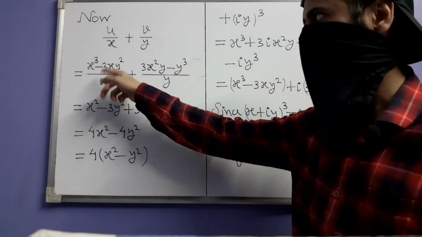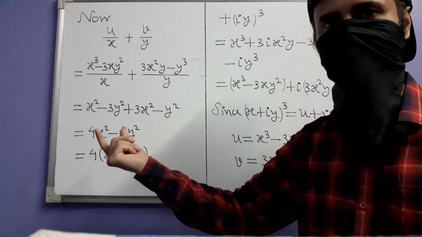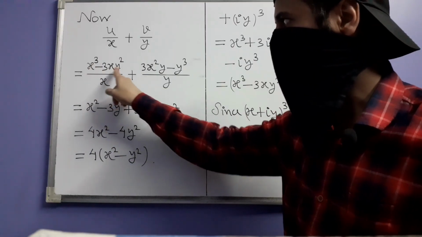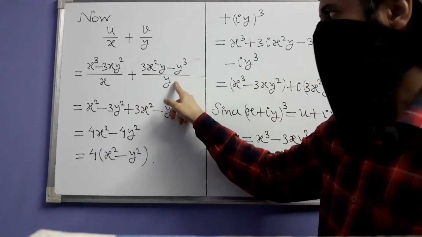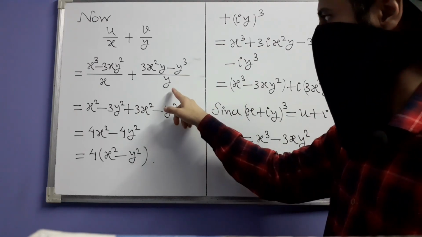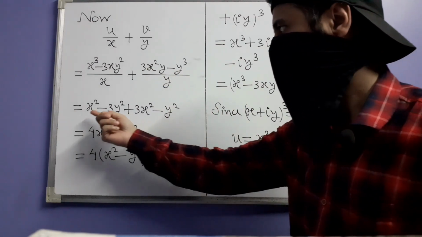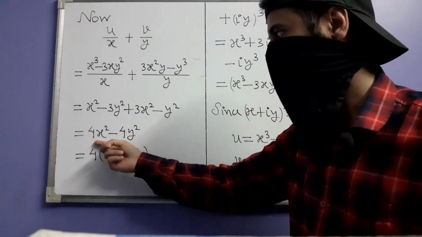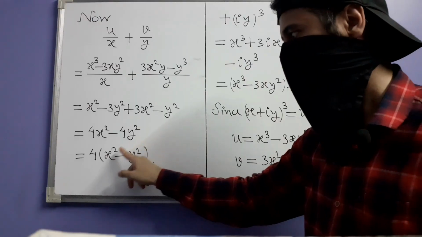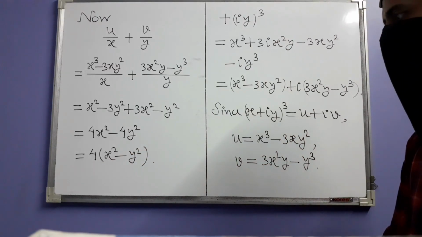And then you notice that you can cancel x from the numerator and denominator of the first term in this sum. Doing so, you get x² − 3y². Similarly, from the second term, you can cancel y from the numerator and denominator, and that gives you 3x² − y². So x² + 3x² is 4x², and −3y² − y² is −4y². So that's how you get 4(x² − y²).